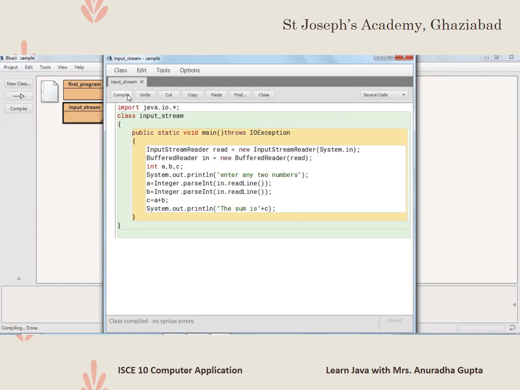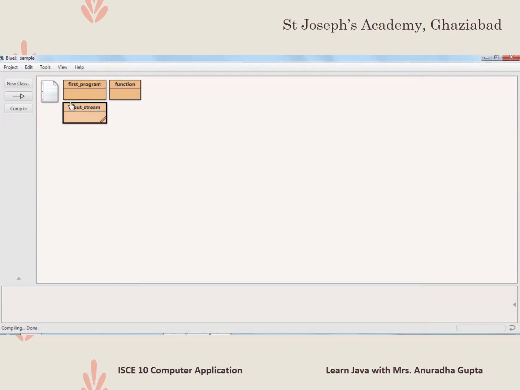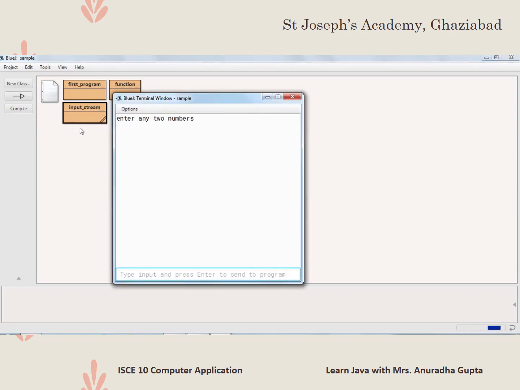After writing the program, we compiled the class. Next we go for the execution. We press the void main. Here we get a message, enter two numbers. I write here 12, press enter. 23, I press enter. Then we will get the output. The sum is 35.